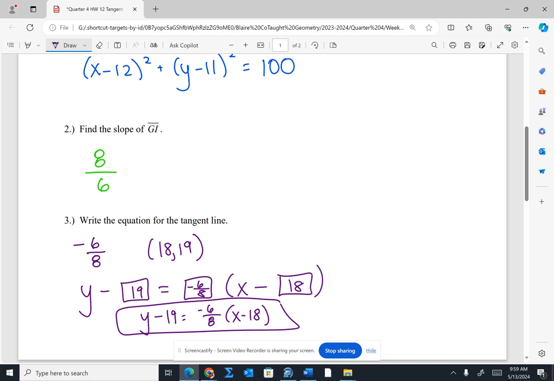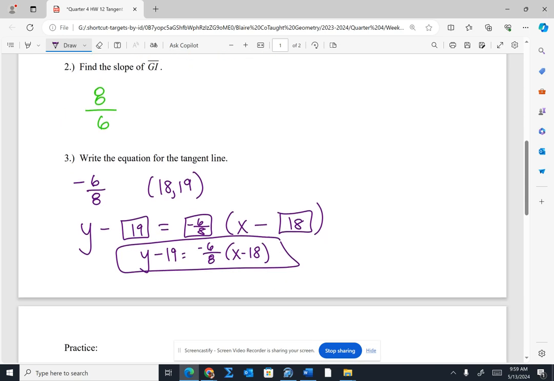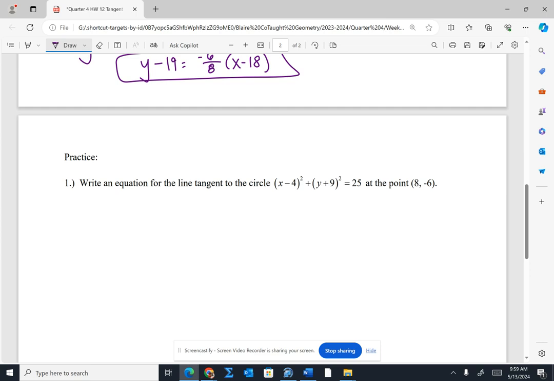All right, let's try to do a couple more examples when there's not a picture. So let's flip to the back. It says to write an equation for the line tangent to this circle at the point (8, -6). So I know that I need to find the slope of my radius. And to do that, I need to know the center and the point of tangency. So I know the point of tangency already is (8, -6).